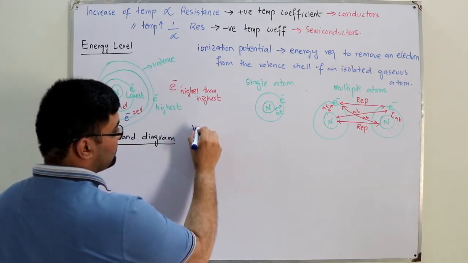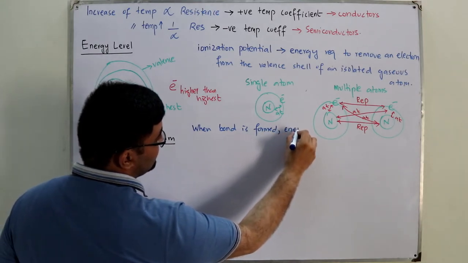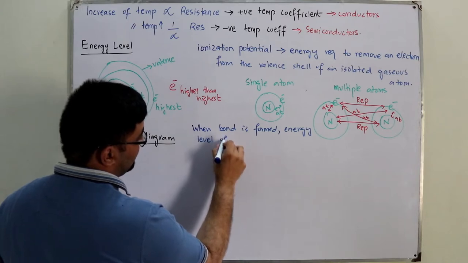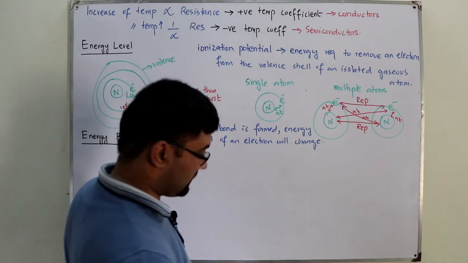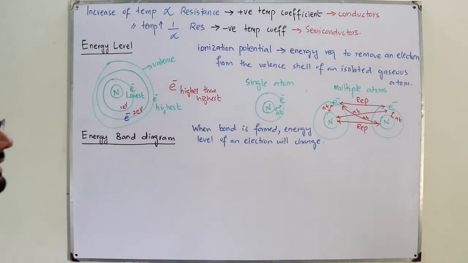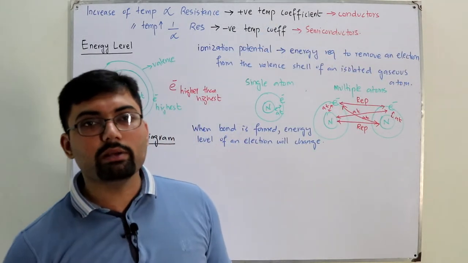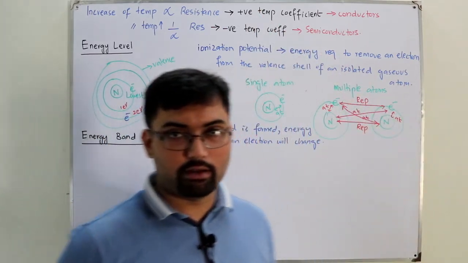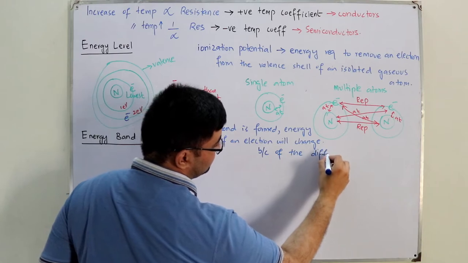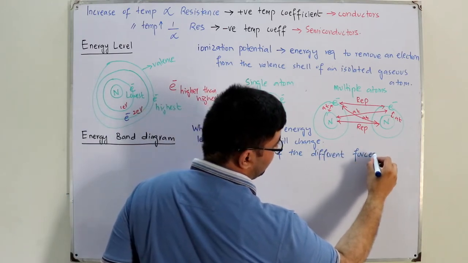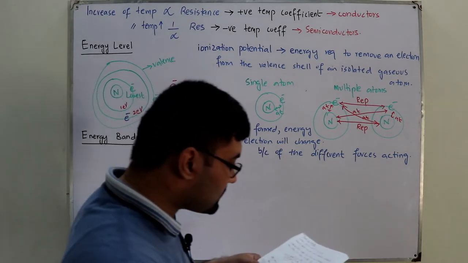So you write this down. When a bond is formed, the energy level of an electron will change. Why? Because of the different forces acting. Maybe the force makes it go into a higher energy level. Maybe the force makes it go into a lower energy level. This is because of the different forces acting. At each energy level there are electrons present.